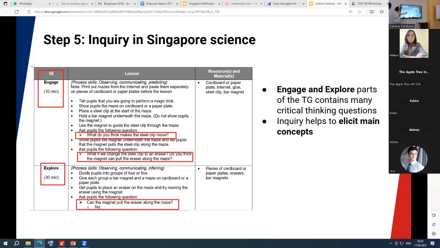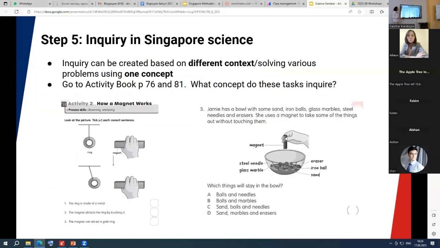What do you think makes the steel clip move? If we change the steel clip to an eraser, right? What happens if there is another material, not the steel clip, on this maze? Remember, these inquiry questions elicit the main concepts rather than just saying the magnets attract metals, right? So this is what we call inquiry.